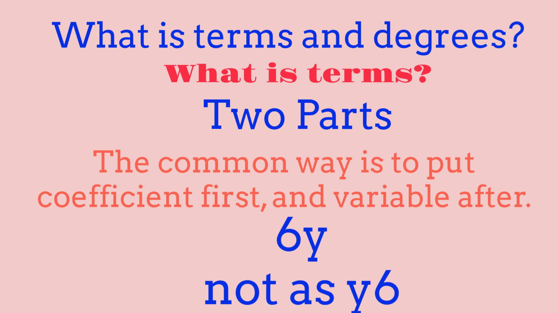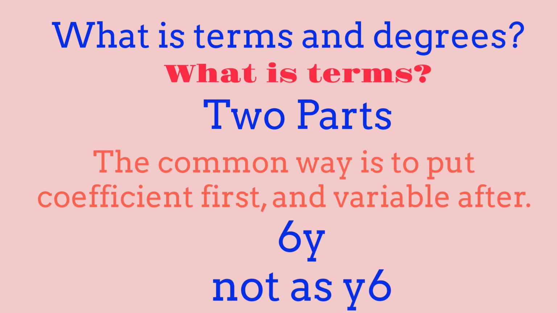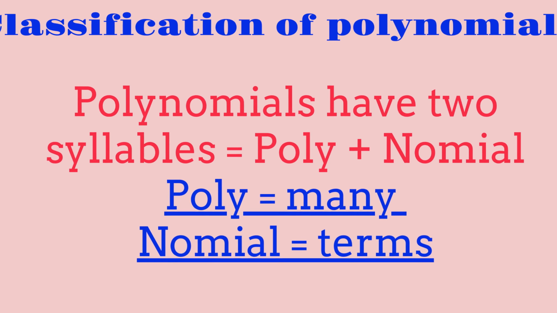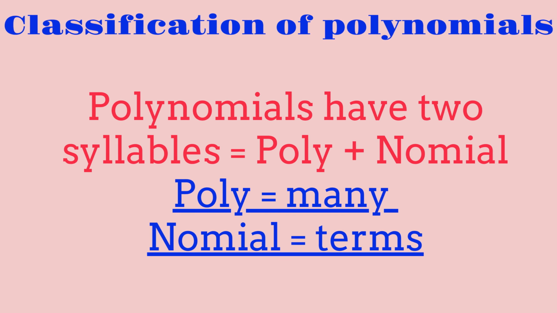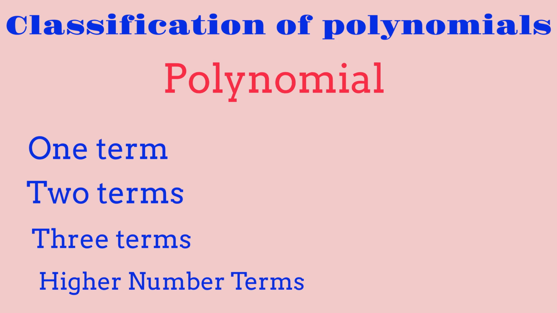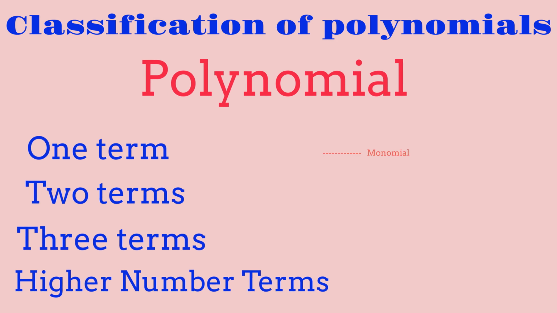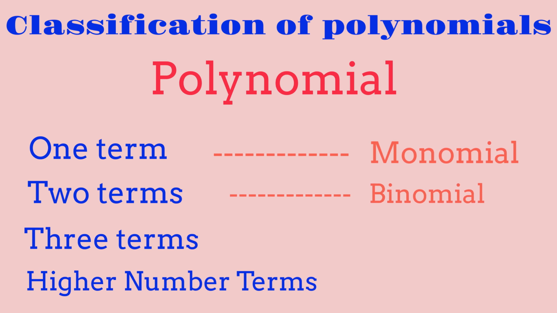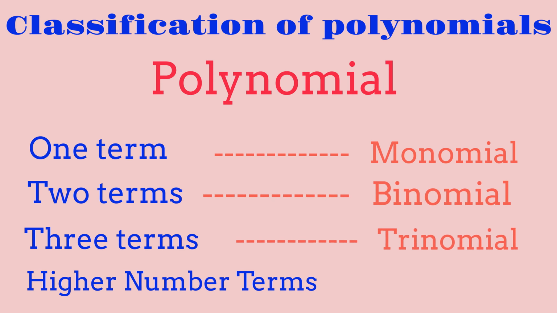So now that we know a little bit of what polynomials are, let's look at the classification of polynomials. A polynomial has two syllables, which is poly plus nomial. And poly means many and nomial means terms. And a polynomial may have one term, it may have two terms, three terms, or even more than that. It can go as much as it wants. And there are also special names given to a specific amount of terms. For example, a polynomial with one term could also be called a monomial. A polynomial with two terms could also be called a binomial. A polynomial with three terms could also be called a trinomial. And four or more could just be called polynomials.